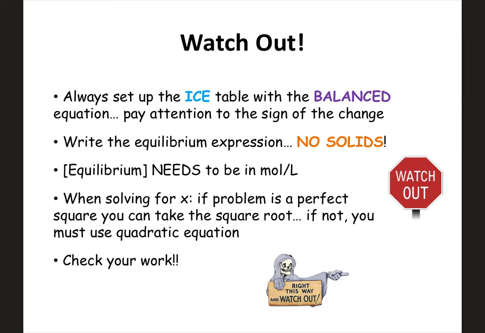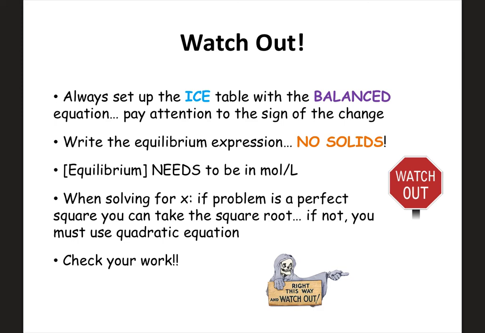All right, so sometimes you might see problems here where you're given moles. Well, that's not concentration. You need to be in moles per liter. If you're solving one of these versions of the problems for X and you get a perfect square, you can take the square root of both sides in order to not have to use the quadratic. It makes your math a little bit easier here.